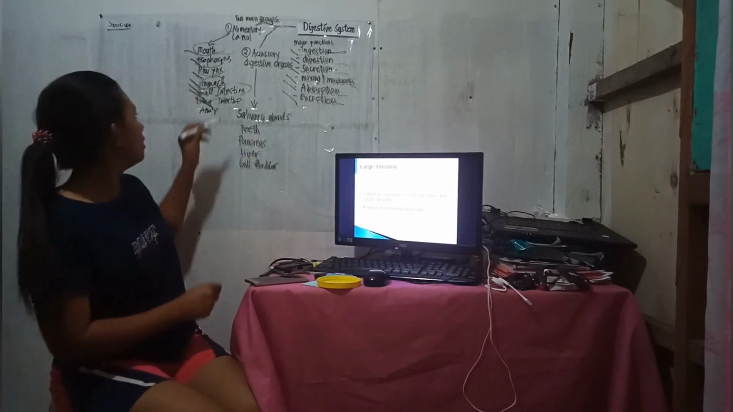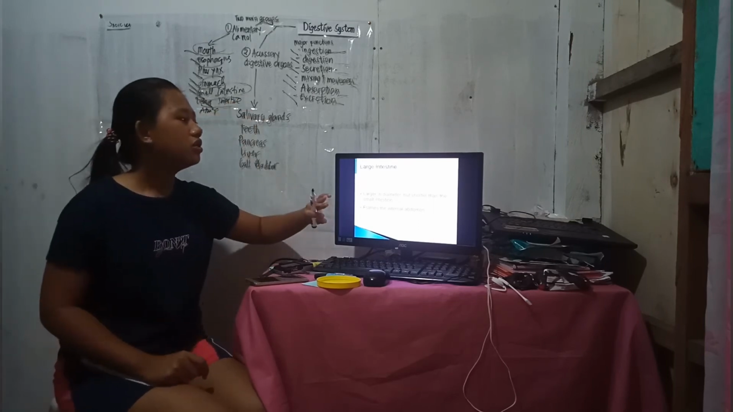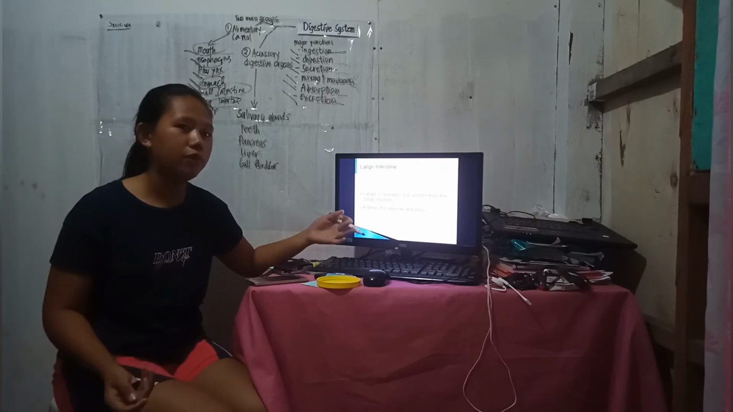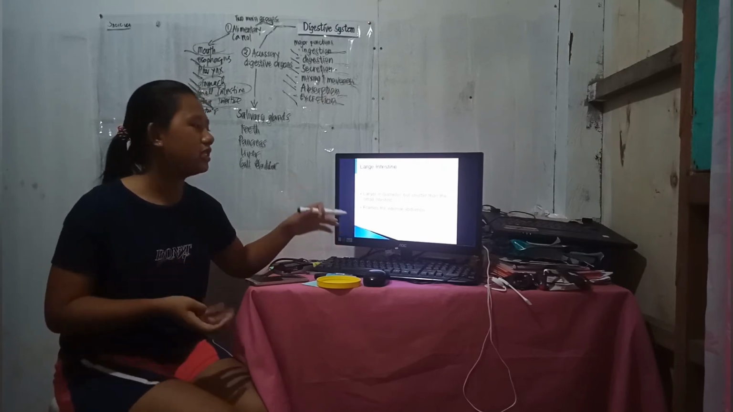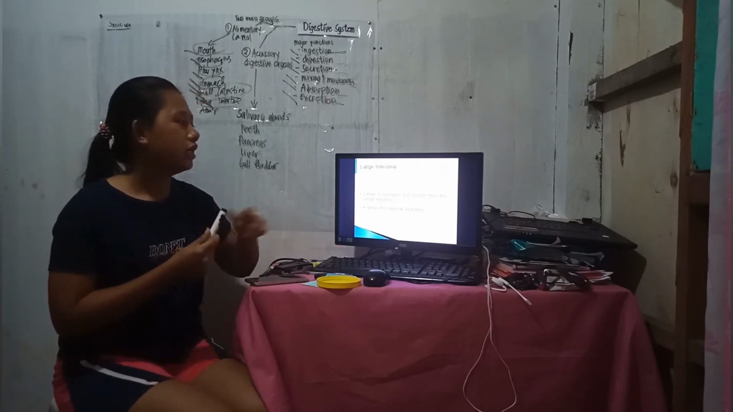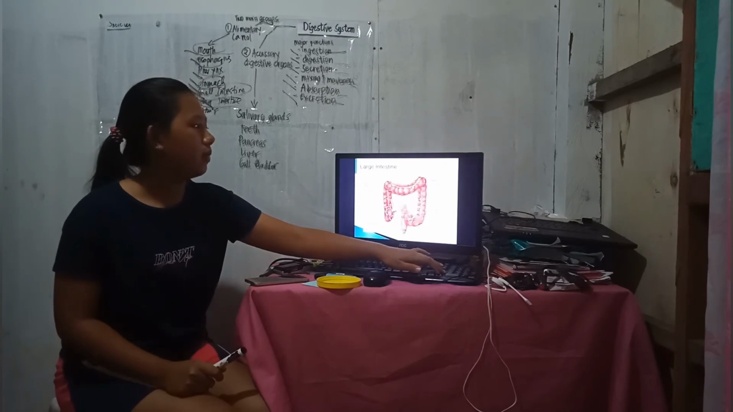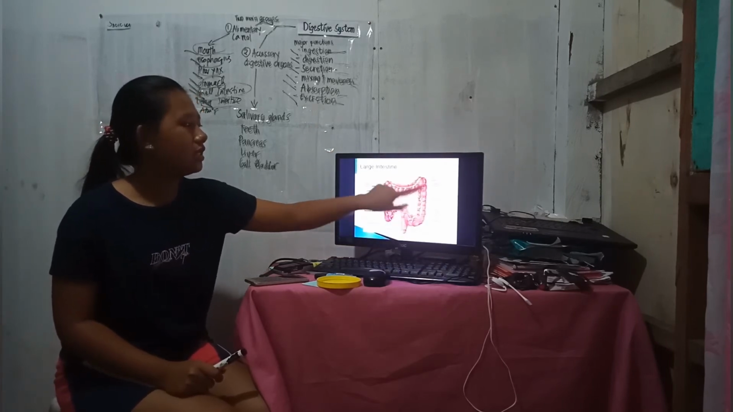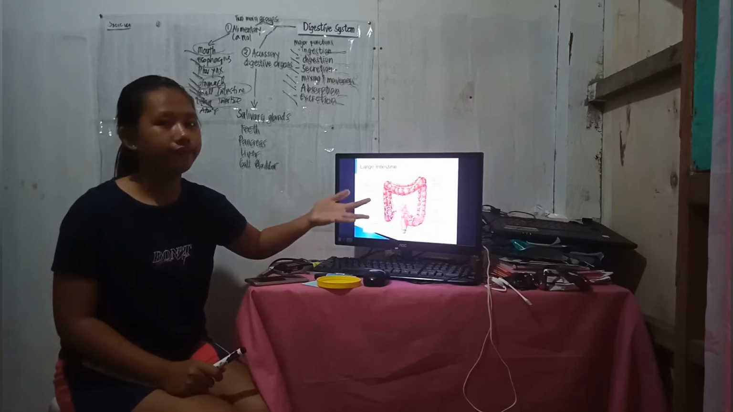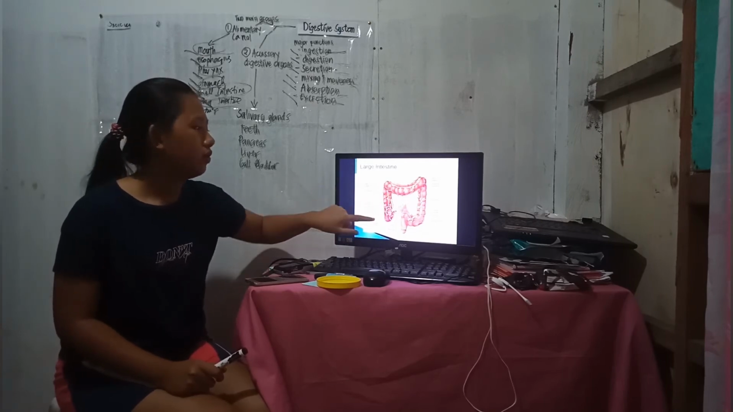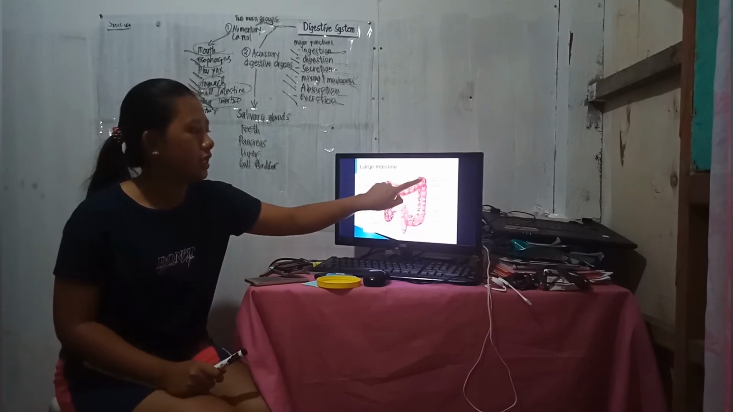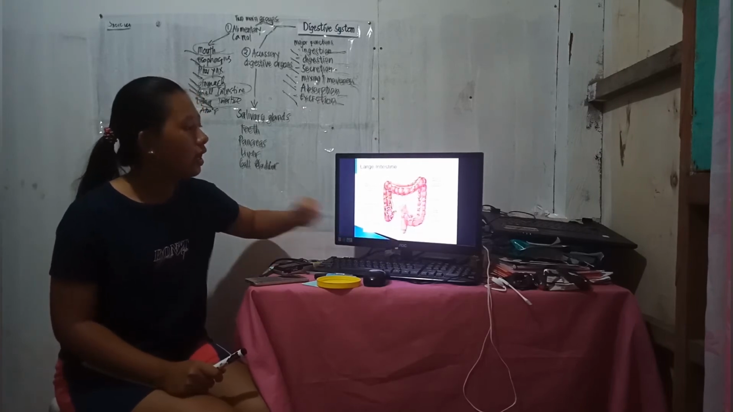So, next, we have the large intestine. The large intestine is larger in diameter but shorter than the small intestine. It frames the internal abdomen. So, we have this picture. This is the large intestine. We have the ascending colon, the transverse, the descending, and the sigmoid.